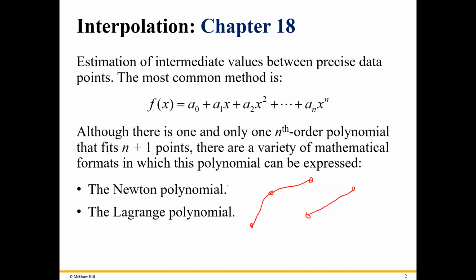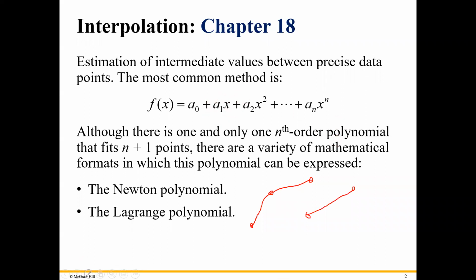In this case, as in the previous topic, we needed to find the coefficients a naught, a1, a2, and an, etc. And then we can find that function. And then for the interpolation, we have to find the value of that function at some value of x which is not previously given.